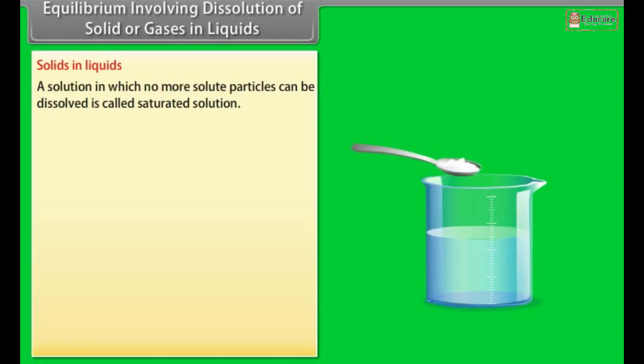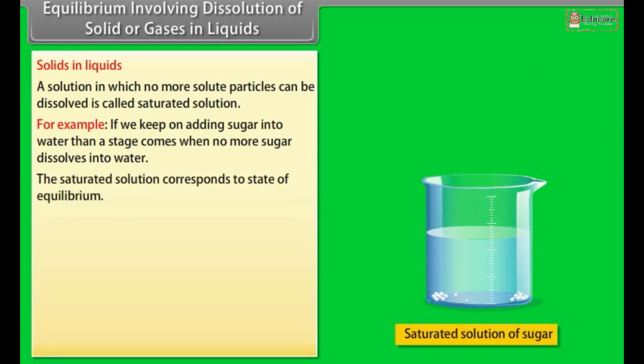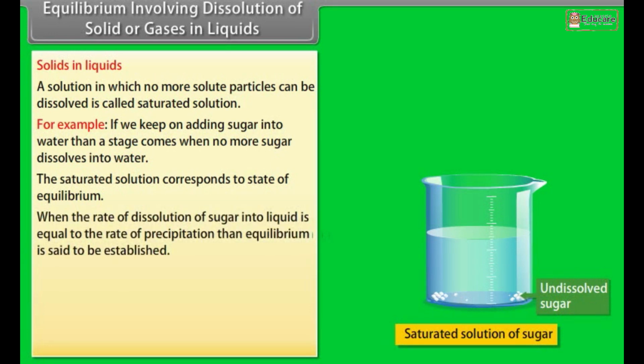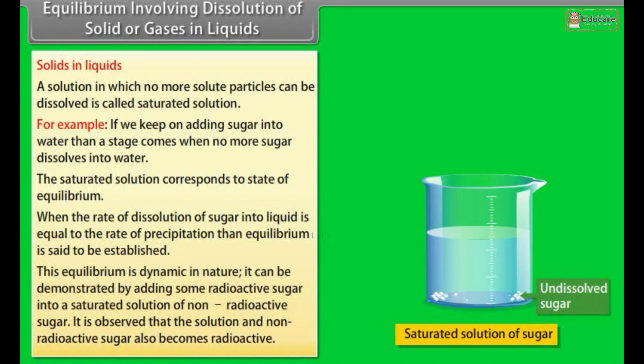Equilibrium involving dissolution of solid or gases in liquids. Solids in liquids. A solution in which no more solute particles can be dissolved is called saturated solution. For example, if we keep on adding sugar into water, then a stage comes when no more sugar dissolves into water. The saturated solution corresponds to state of equilibrium. When the rate of dissolution of sugar into liquid is equal to the rate of precipitation, then equilibrium is said to be established. This equilibrium is dynamic in nature.